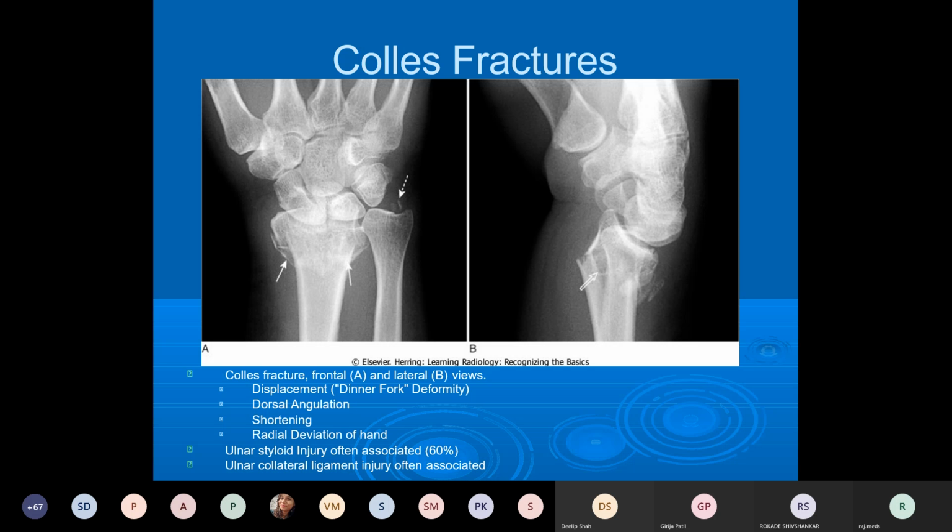In a Colles fracture, there will be an associated ulnar styloid injury, which is seen in 60% of the cases, and ulnar collateral ligament injury is often associated.